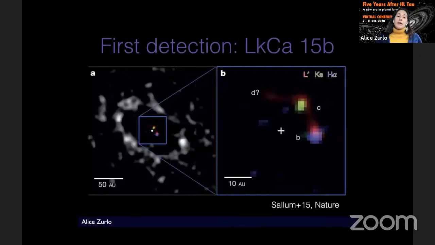And in fact, there was a first detection of a protoplanet. This was presented by Sallum and collaborators in Nature in 2015, a protoplanet around the star LkCa 15. This was very interesting news, because we didn't even know that objects as tiny as protoplanets were actually emitting signal in H-alpha. But this was the first detection of a planet still accreting material, so the first real protoplanet.